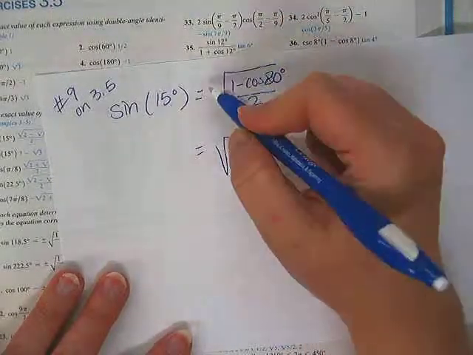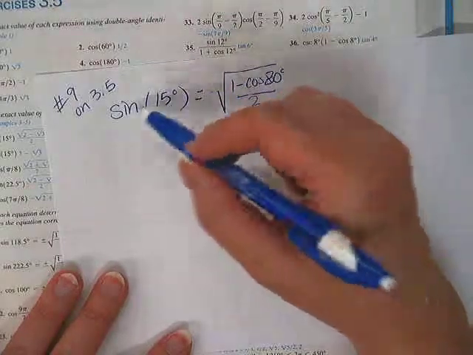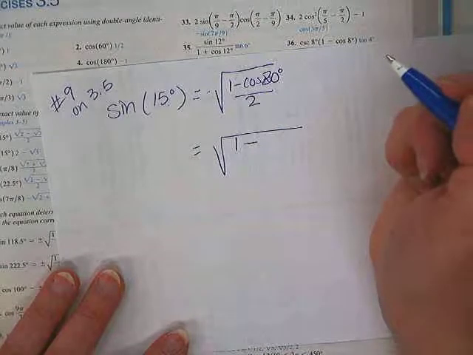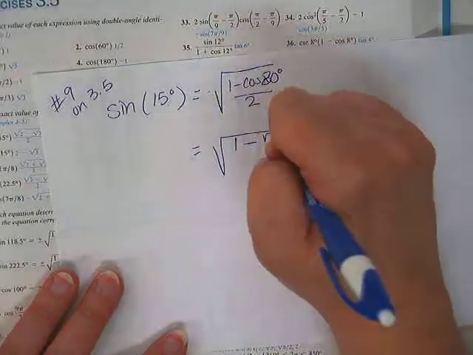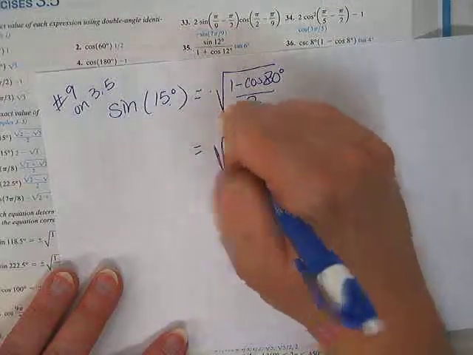So then, it might be positive or negative. How do I know it's positive? Quadrant 1. So then I go 1 minus the cosine of 30. What's the cosine of 30? Square root of 3 over 2. We've memorized that from our chart.